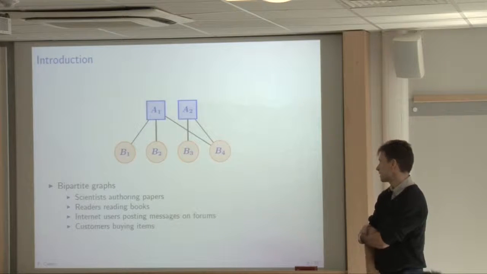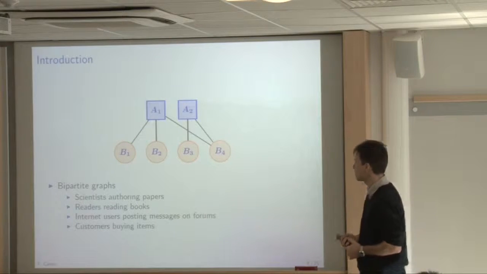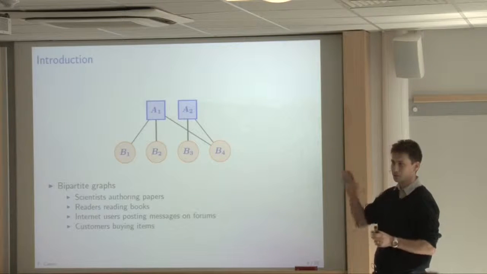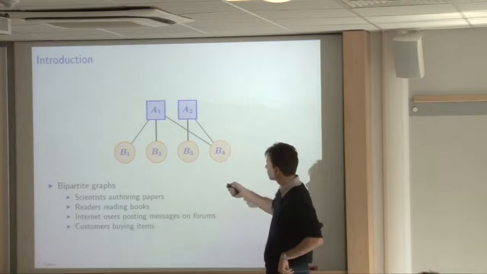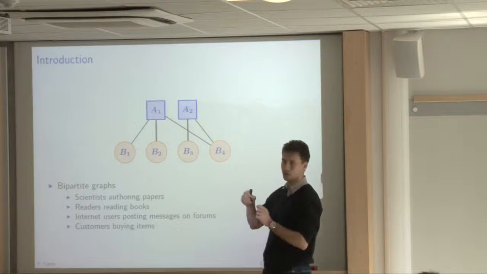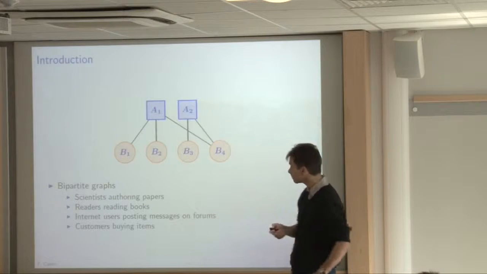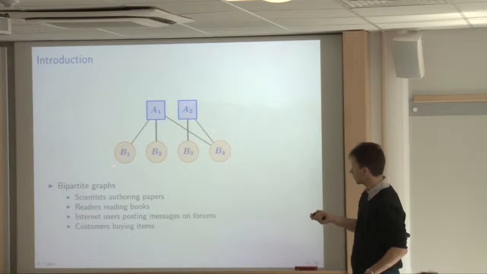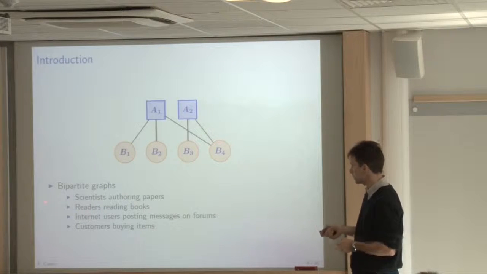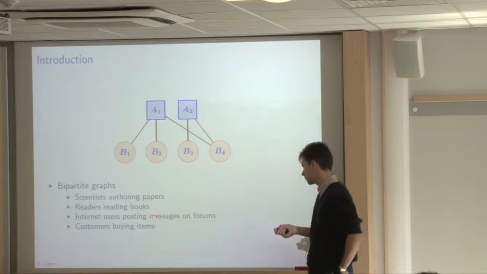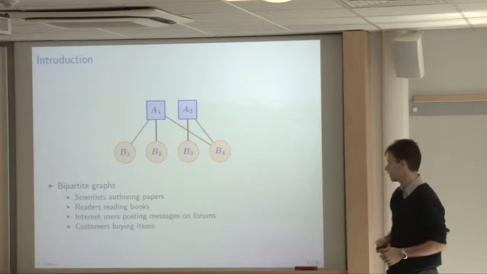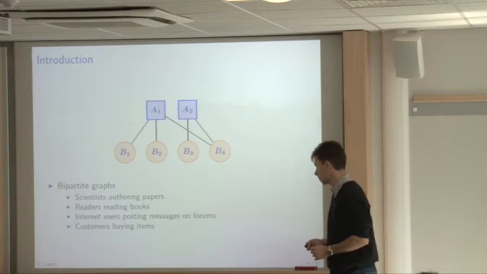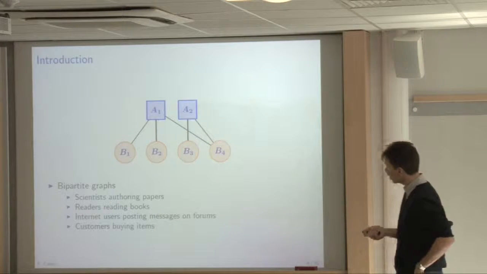So I'd be also interested in the last type of network, bipartite graphs, where now you've got two different types of nodes, nodes of type A and nodes of type B, and you only allow connections between nodes of different types. So for example, here scientists authoring papers, readers reading books, internet users posting messages on forums, or if you think about recommender systems, customers buying items.